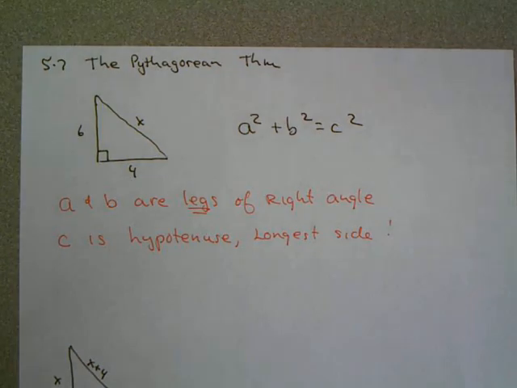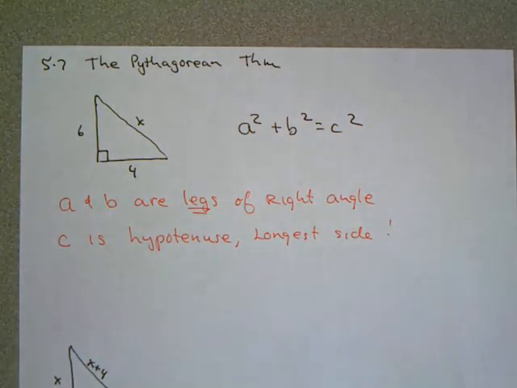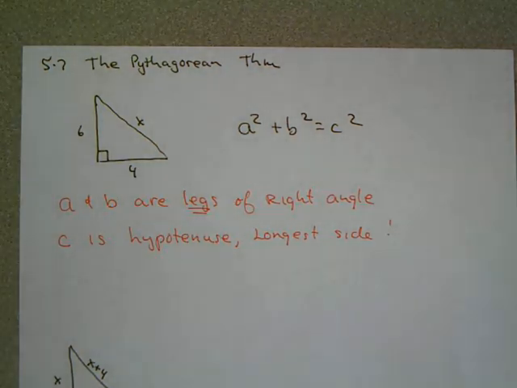Today we're going to look at the Pythagorean Theorem, which, as I know many of you know, is a squared plus b squared equals c squared. This is a theorem we can use on right triangles only to find a missing side length, whether that side length is one of the legs of the triangle or the hypotenuse.